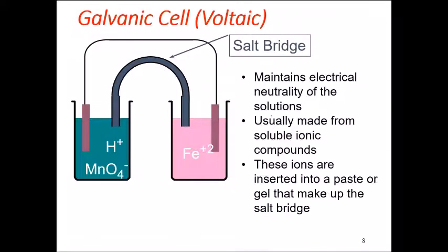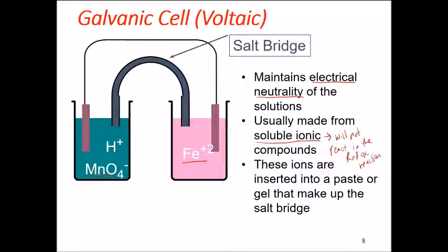What is it for? Well, it's for maintaining the electrical neutrality of the solutions. And I'll show you how that works in just a minute, but it's usually made from a soluble ionic compound. Now, I also want to stipulate here that it has to be something that will not react in the redox reaction setup. So if it's going to affect, like, the iron or the permanganate and react with one of those reactants, you don't want to use that type of salt.